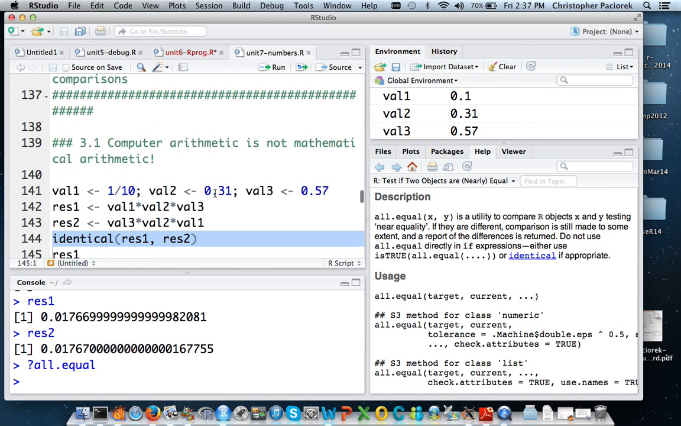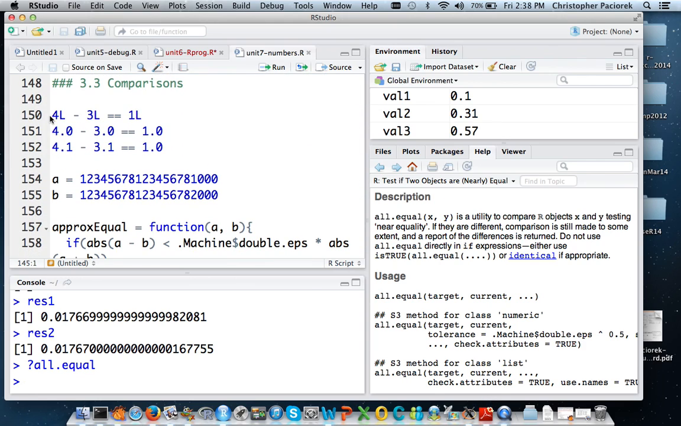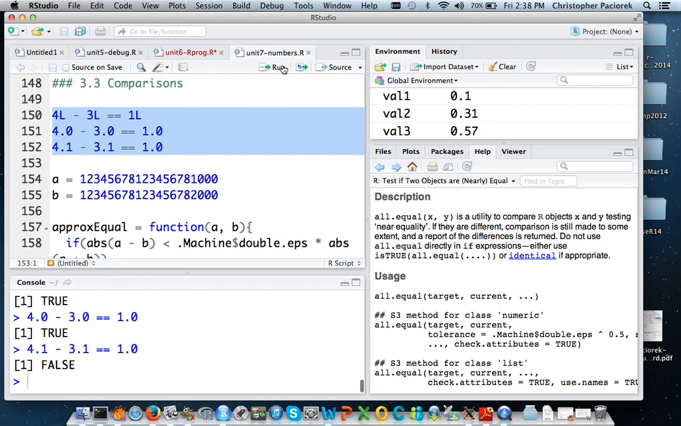Okay, so that was one implication of thinking about computations. We've already seen a little bit of this about comparisons, that we can do this safely. Here we're explicitly representing them as integers. We can also do this safely because we've already seen that integers up to 2 to the 53rd can be represented exactly. So those should both evaluate to true, but we also know that this third comparison, the 4.1 minus 3.1, cannot be done exactly.